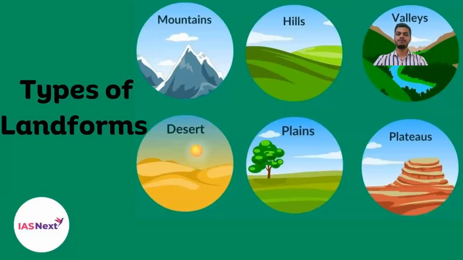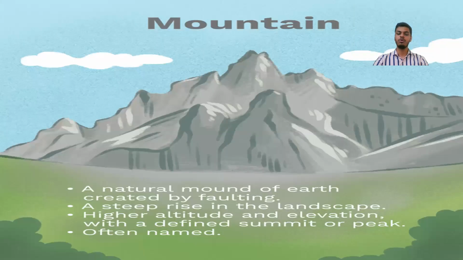Here are some examples of the landforms. Not examples, basically, these are the types of landforms. And the types are mountains, hills, valleys, deserts, plains, and plateaus. So, first of all, we will talk about the mountains.